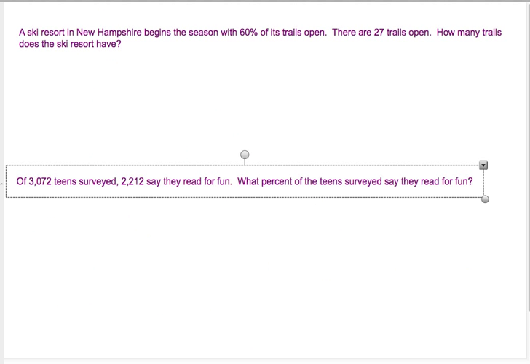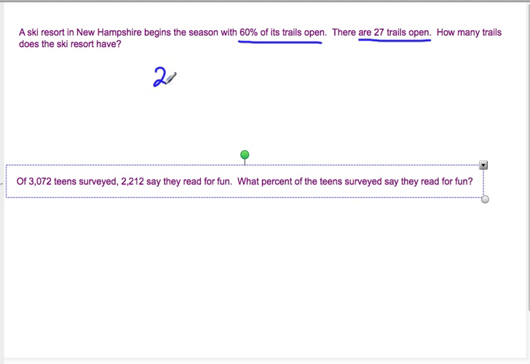Alright, so now let's see how this applies to a word problem. Let's say a ski resort in New Hampshire begins the season with 60% of its trails open. There are 27 trails open. How many trails does the ski resort have? Okay, well, what we need to realize here is that when it says 60% of its trails are open and also 27 trails are open, that means these are the same thing.